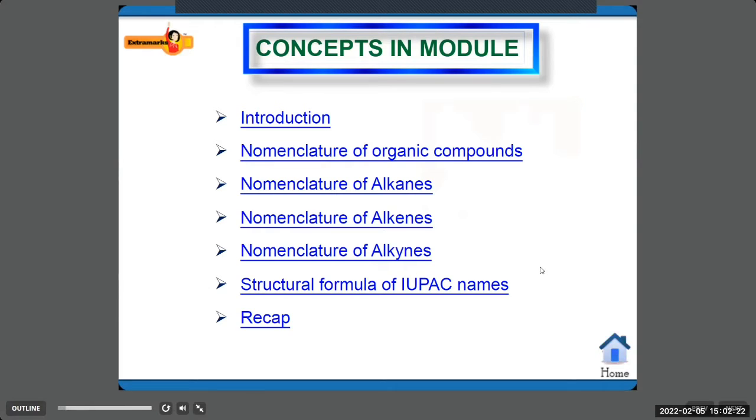In this module, we will first study about some general rules used for the nomenclature of organic compounds. Then, we will learn how to write the IUPAC names of alkanes, alkenes, and alkynes. We will also learn how to write the structural formula of an organic compound from its IUPAC name.